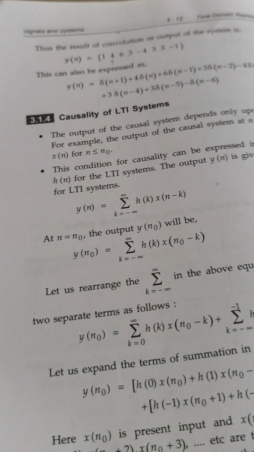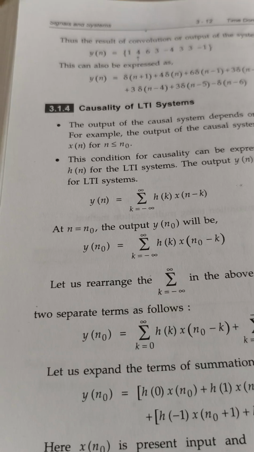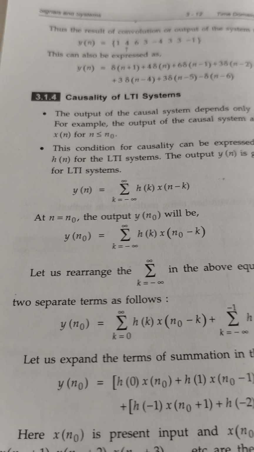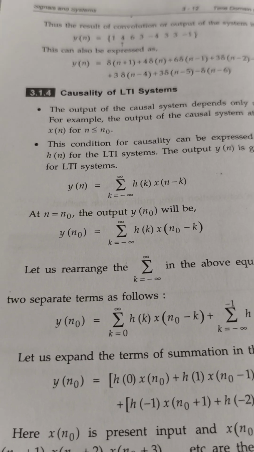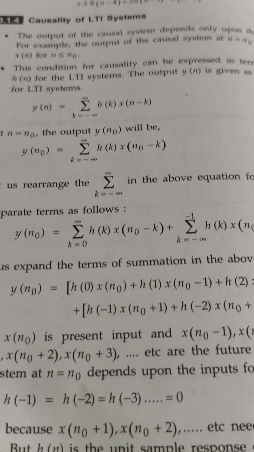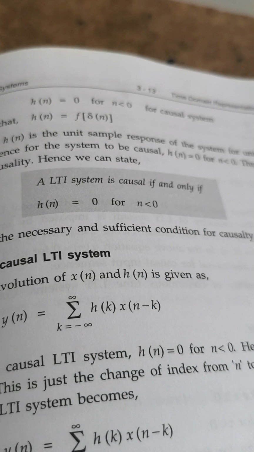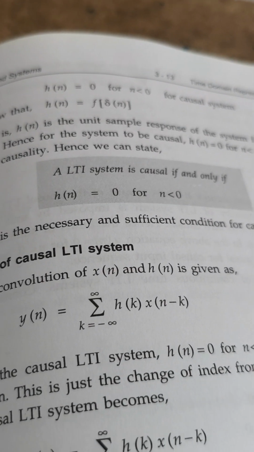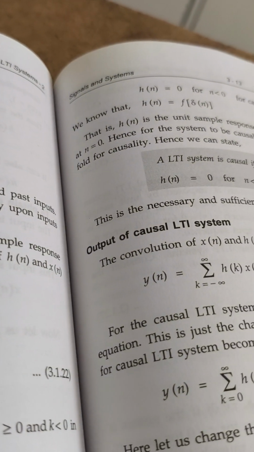Like this, so many problems will be solved related to the LTI system. Causality of LTI: what is the condition for the system to be causal? If they give an equation of an LTI system and ask you to determine whether the system is causal or not, the condition is that the LTI system is causal if and only if h of n equals 0 for n less than 0. If this condition holds, then we can tell that the system is causal.